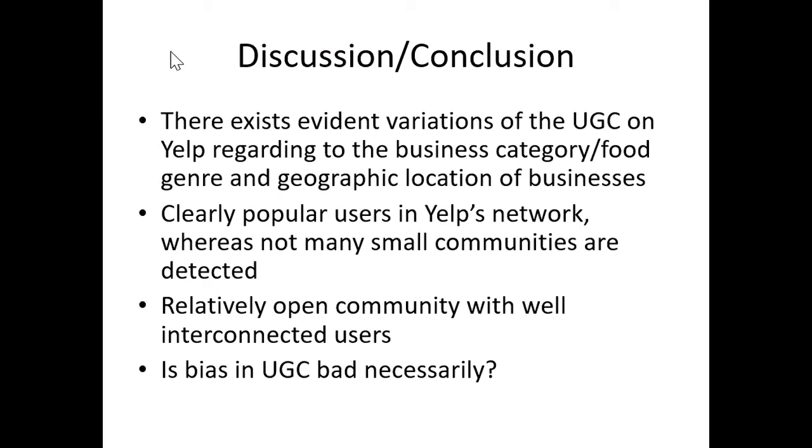So to conclude my findings, there exist evident variations of the UGC on Yelp regarding business category or food genre and the geographic location of businesses. Also, there clearly are popular users in Yelp's network, but there are many small communities detected. So it is a relatively open community on Yelp, and the users are fairly well interconnected with each other.